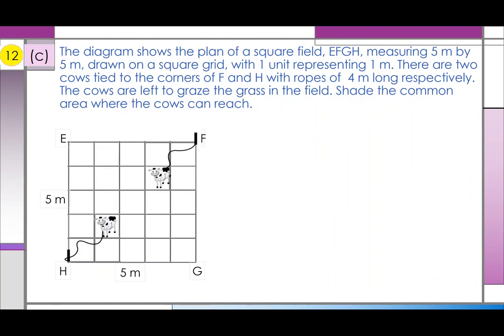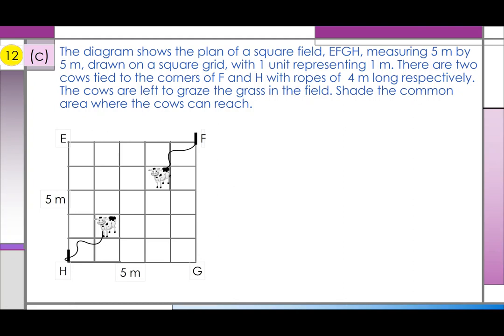Okay, question C. The diagram shows the plan of a square field EFGH measuring 5 meter by 5 meter, drawn on a square grid with one unit representing 1 meter. 就是1 unit 等于1 meter. There are 2 cows tied to the corners F and H. 两只牛绑在 F 跟 H 的点。With the rope 4 meter long, 它的绳子是4 meter 长的。The cows are left to graze the grass in the field. 它们是这样子放着让它们吃那些草。Shade the common area where the cows can reach.